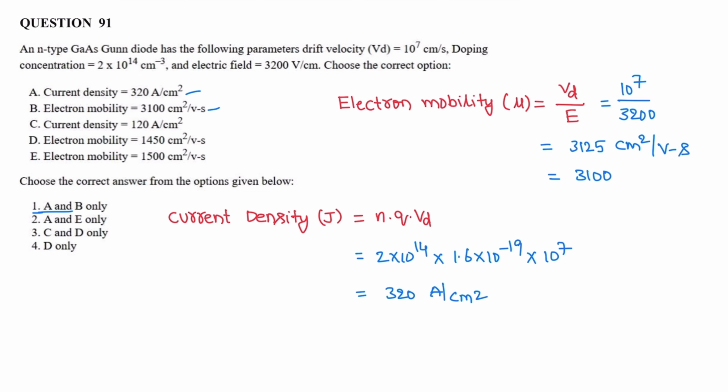Current density is 320 ampere per centimeter square and drift velocity is 3100 centimeter square per volt second. A, B are correct.